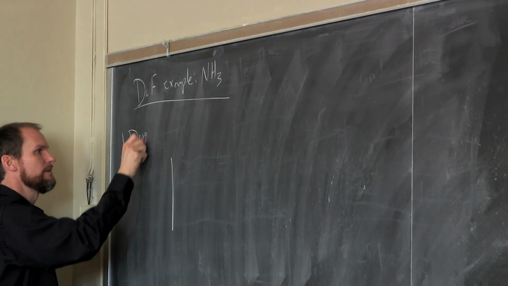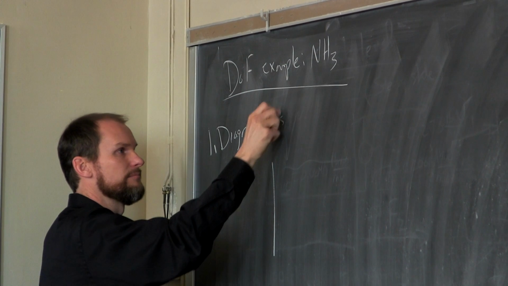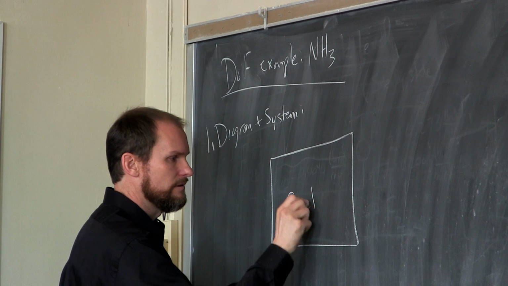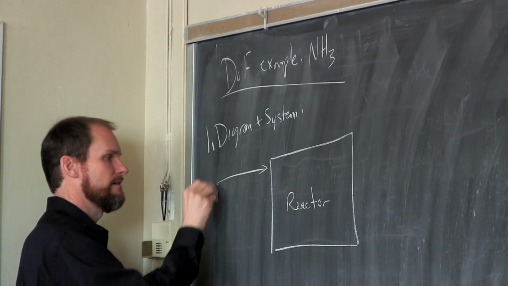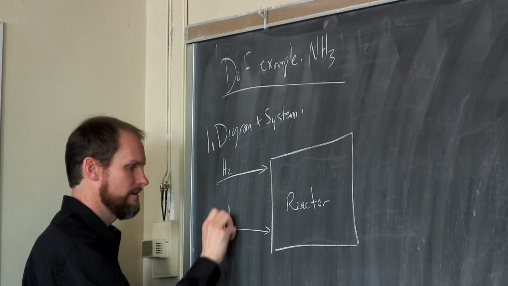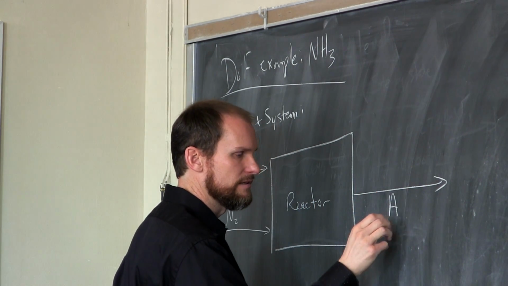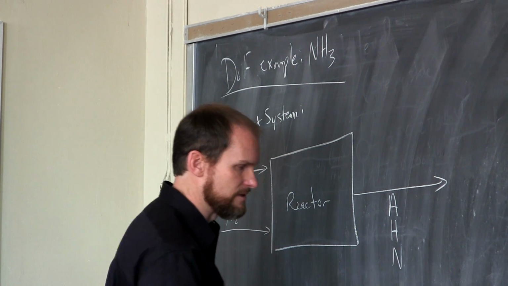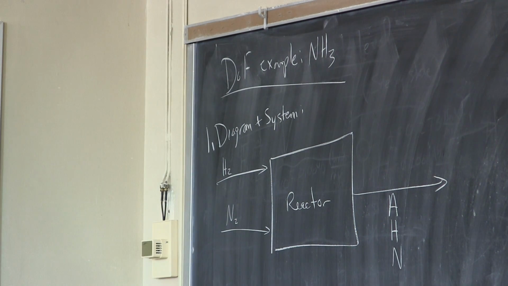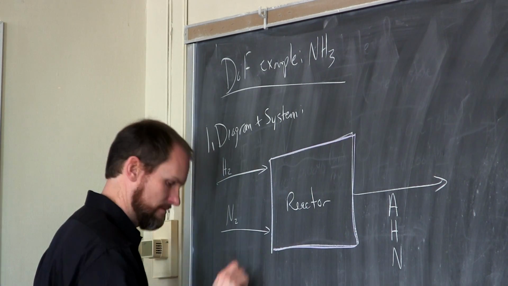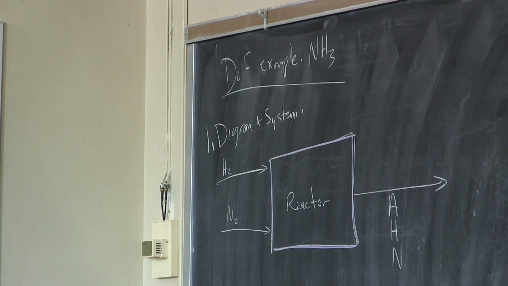Step 1, diagram. System: reactor. Hydrogen, nitrogen in; ammonia, hydrogen, and nitrogen out. The system will be a reactor. Step 2, choose components. Components, we'll do molecules, just like we did last week: hydrogen, nitrogen, and ammonia.